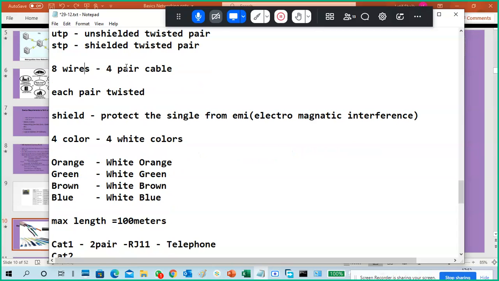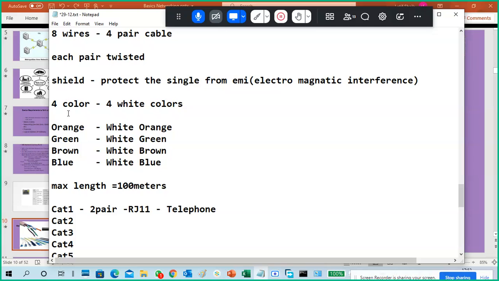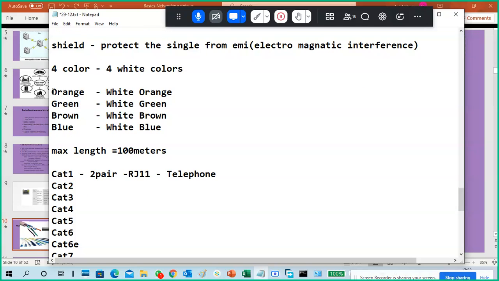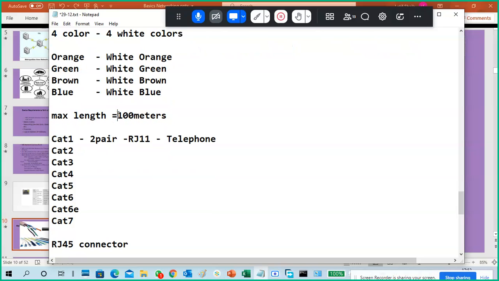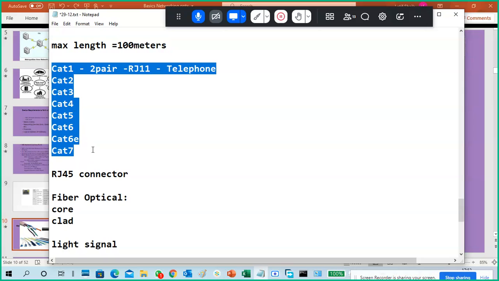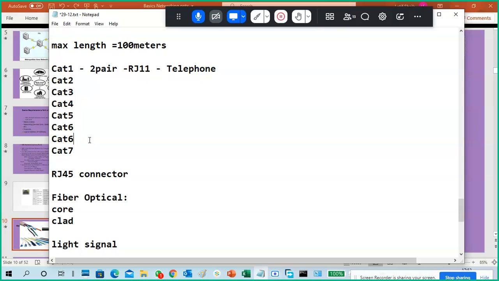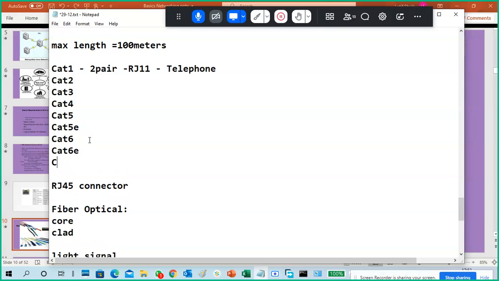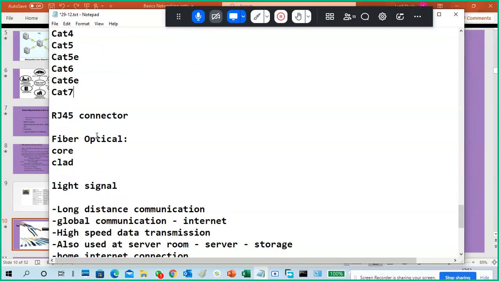Totally 8 wires are in the cable, and we can also call it a 4 pair cable. The different colors in a twisted pair cable are orange, green, brown, blue kind of stuff. The cable supports 100 meters in length, and there are different categories: category 1, category 2, category 3, category 4, category 5, 5e, 6, 6e. The data is not proper for that one, so I didn't type it, to avoid confusion.